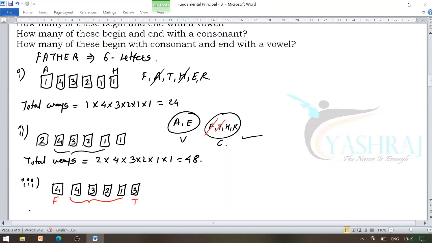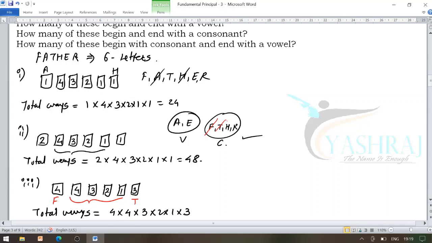So as per the multiplication principle, how many 6 letter words can be formed using the letters in the word father that begin and end with the consonants? In short I will write total ways equals, as per the multiplication principle, 4 into 4 into 3 into 2 into 1 into 3.